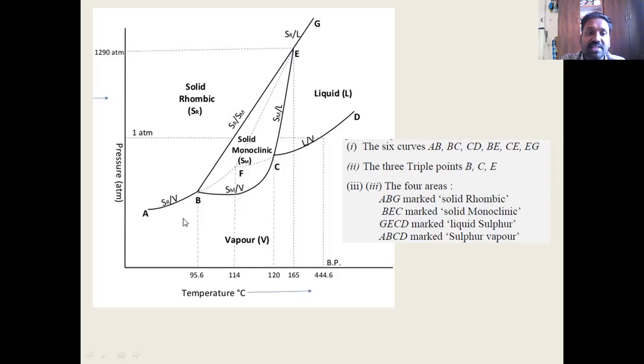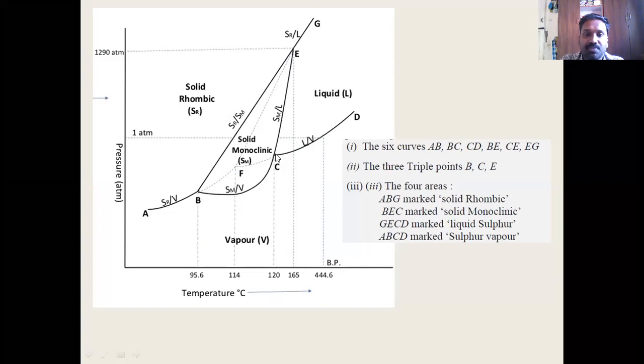So these two phases are existing. If you take any other value inside the area, only rhombic exists. Any other value here, vapor exists. Along this line, the transition from rhombic to vapor happens. So AB is the sublimation curve of rhombic sulfur. Is it not? Okay, fine.